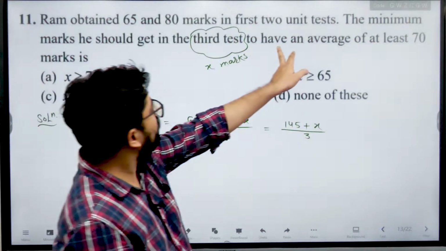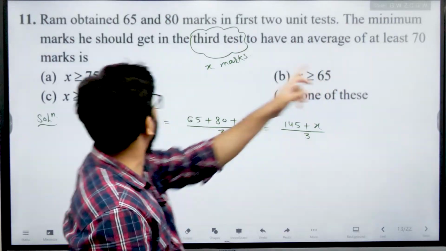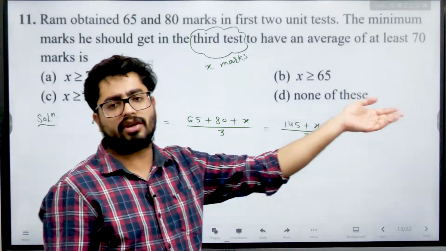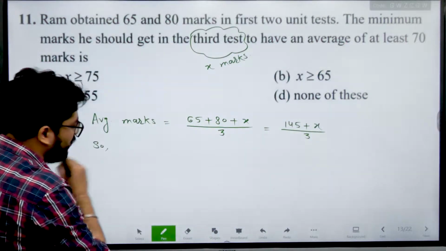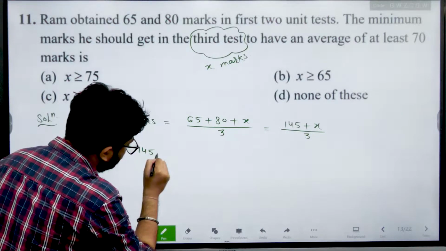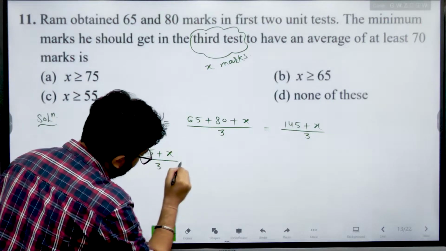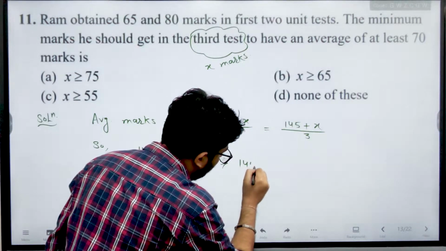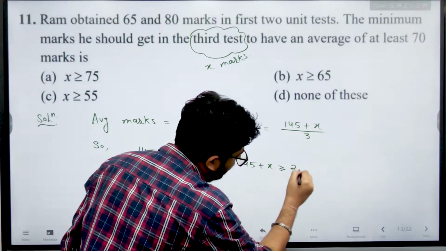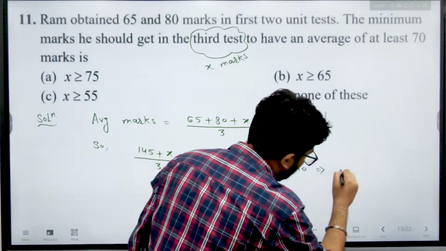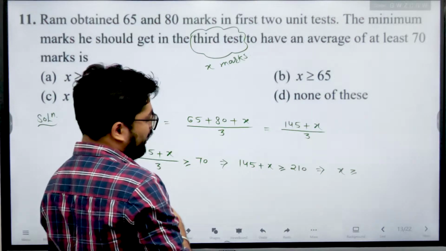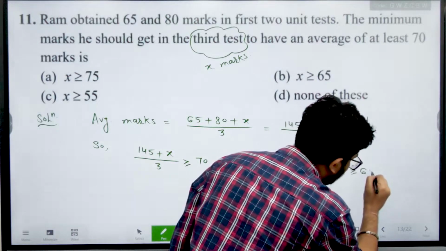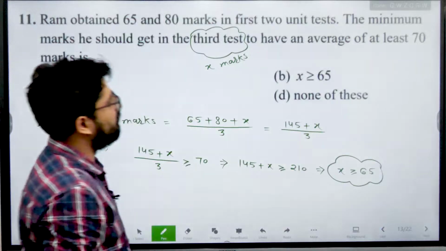Now the average marks must be at least 70, which means it must be greater than or equal to 70. So according to the condition, (145 plus x) by 3 must be greater than or equal to 70. Multiply 3 on both sides, and you get 145 plus x greater than or equal to 210. Subtract 145 on both sides, and you get x greater than or equal to 210 minus 145, that will be 65. So x is greater than or equal to 65.